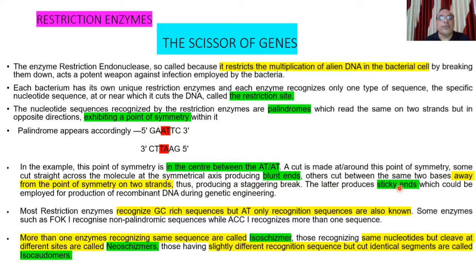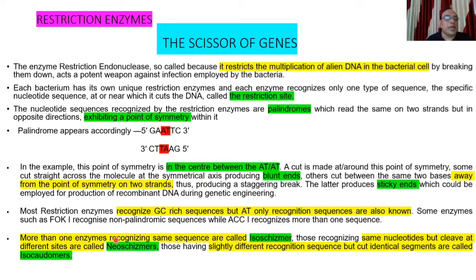They have the tendency to anneal with a similar cut made by the same enzyme, because they will encounter complementary nitrogen bases, and those complementary nitrogen bases will pair with each other. So two fragments cut by the same restriction nuclease will have the tendency to anneal together when they are brought into close proximity. Most restriction enzymes enjoy GC-rich segments, but some recognize AT only.